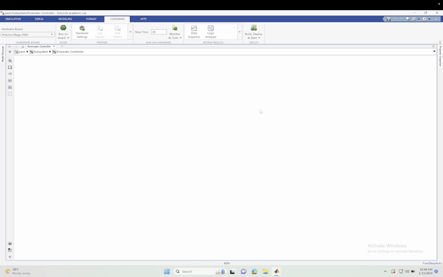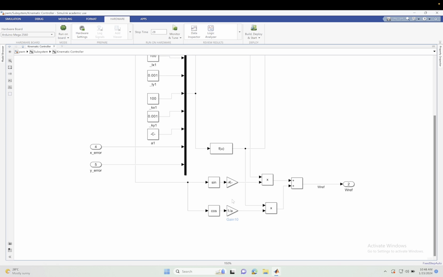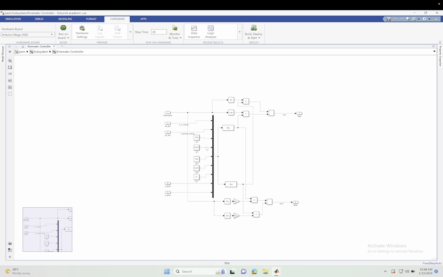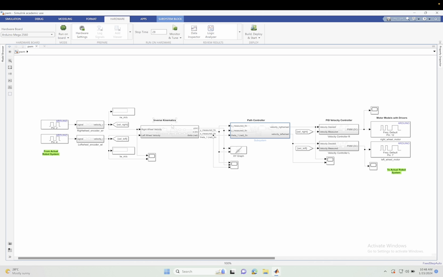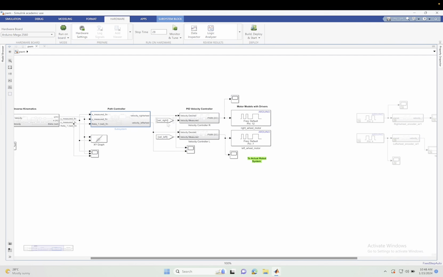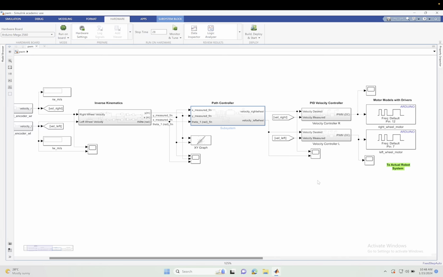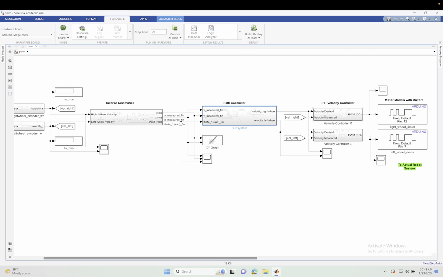Looking inside the kinematic controller, you will see that there is this A here, which I'll later talk about, and how it is important in controlling the turning of the robot. Let's go back. So now that we've looked into the path controller, which gives out the desired velocities, we feed these desired velocities into the PID controller for the motor velocities. Now this one picks the velocity which is desired and the velocity which is measured.